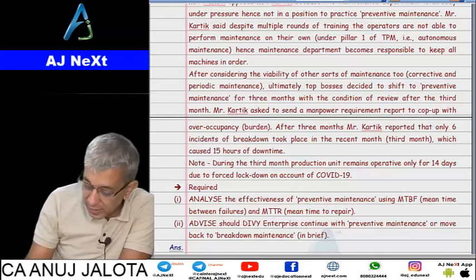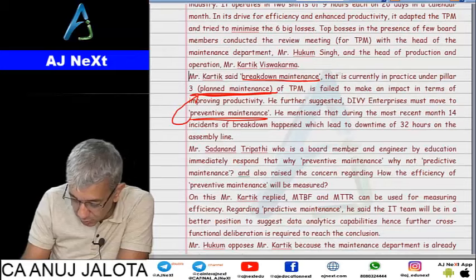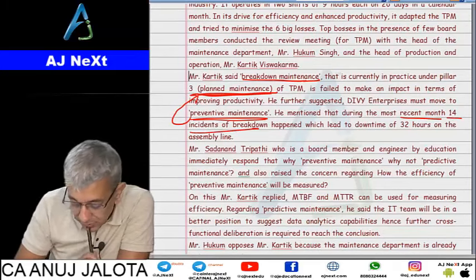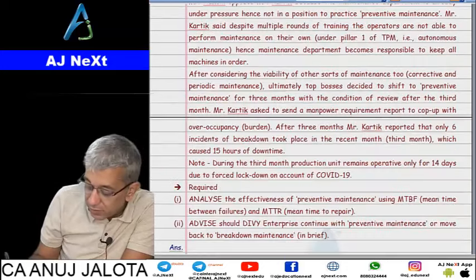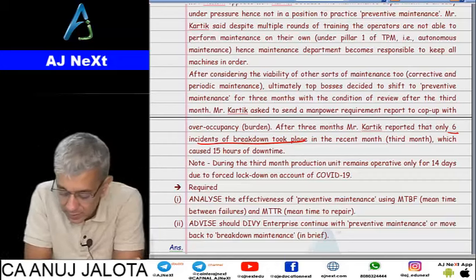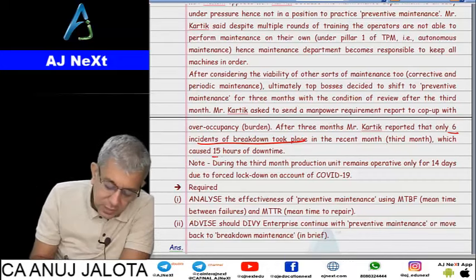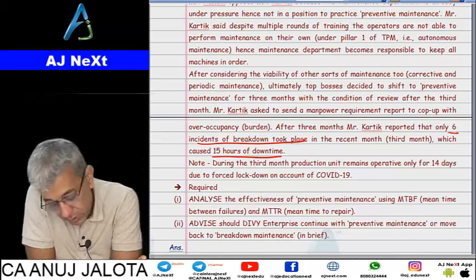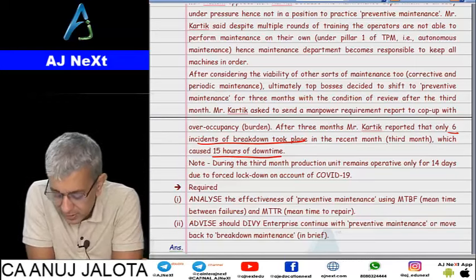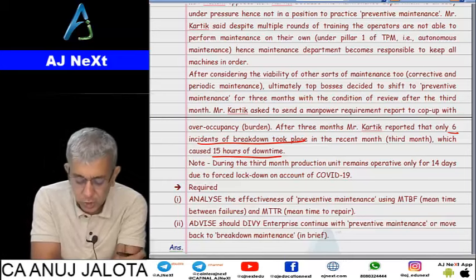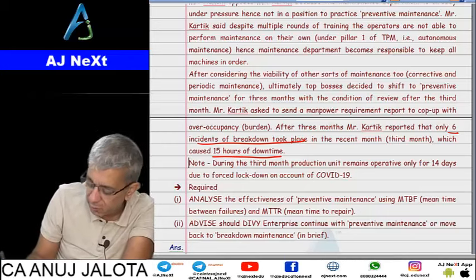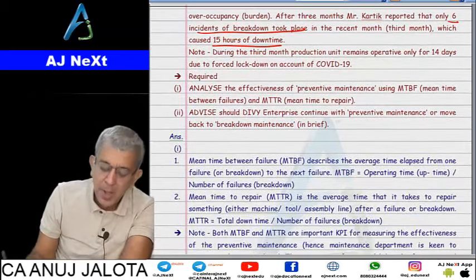Now, earlier, 1 month's data had told you that in the most recent month, there were 14 incidences of breakdown and 32 hours of downtime had happened. But now in this case, only 6 incidences of breakdown had happened and 15 hours of downtime had happened. Okay, good. So it is reduced to a great extent. During the third month, the production unit remains active only for 14 days due to forced lockdown on account of COVID-19. Okay, so quite an old question actually.